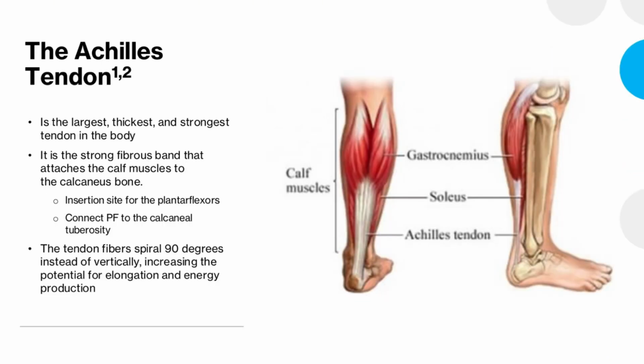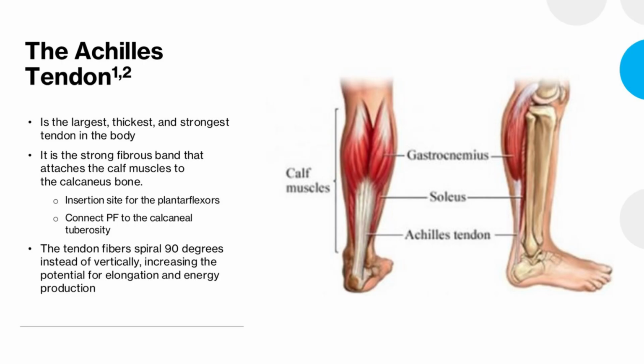The Achilles tendon, as you know, is the largest, thickest, and strongest tendon in the body. It connects the calf muscles, which we know are the gastroc and the soleus, to the calcaneus or the heel bone, allowing us to perform plantar flexion, or position the foot downwards, which is essential for activities like walking, running, jumping. And its unique structure is a 90-degree fiber twist, which increases the elasticity and energy absorption, making it strong but also vulnerable to injury under extreme stress. And this is just an image showing that.